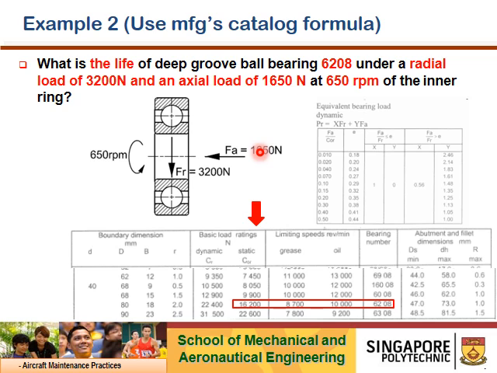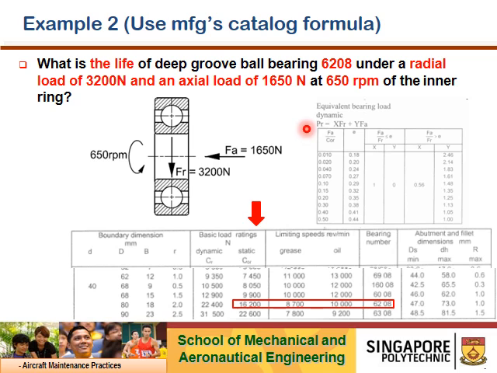Just a quick one. What is the bore diameter for this case? Do you know how to find it? Or what is the shaft diameter if I give you the bearing 6208? Very simple. What you need to do is 08 times 5, so it's 40 mm. Alright, so you just go to 40 mm. Okay, so now I need to determine my PR in order to calculate my life.